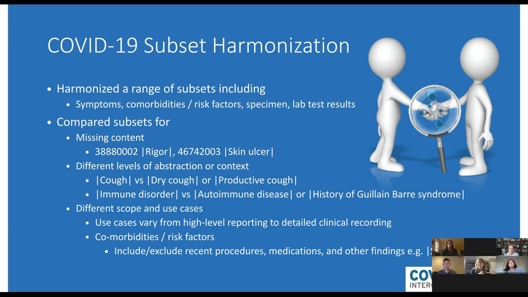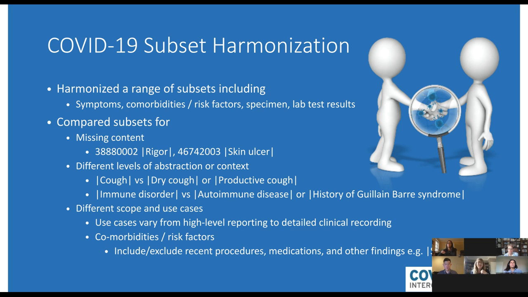The use cases vary from high-level reporting, which tends to use more abstract concepts like cough and immune disorder, through to the more detailed clinical data records, which tend to use the more detailed concepts like dry cough, persistent cough, or Guillain-Barré syndrome. The context, such as history of, is often captured in the health record structures itself. So, for example, rather than explicitly using the concept history of Guillain-Barré syndrome, instead you'll often find Guillain-Barré syndrome itself recorded in a health record from the past or in the medical history section of a new health record. We also had situations where the scope of the subsets were different.